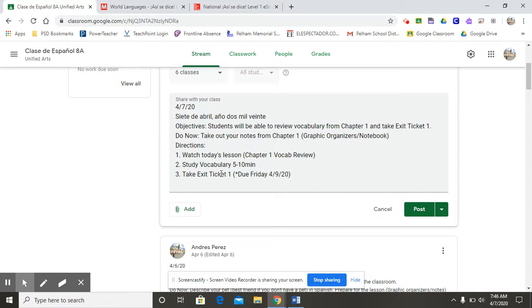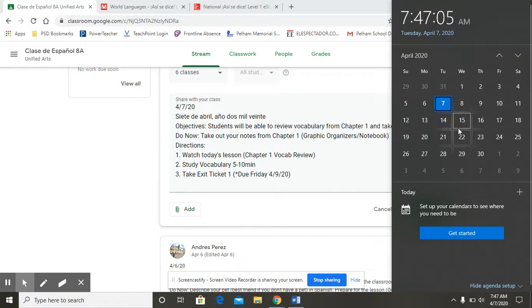Now, the exit ticket is due on Friday the 9th. So I'm going to open up the calendar so I have no excuses. Today is the 7th. It is Tuesday. You have exactly 3 days counting today to complete your exit ticket. All right? That's 3 full days. I'm not asking you to do it today. In fact, it's only 10 questions. So you should be able to complete it in about 5 to 10 minutes.